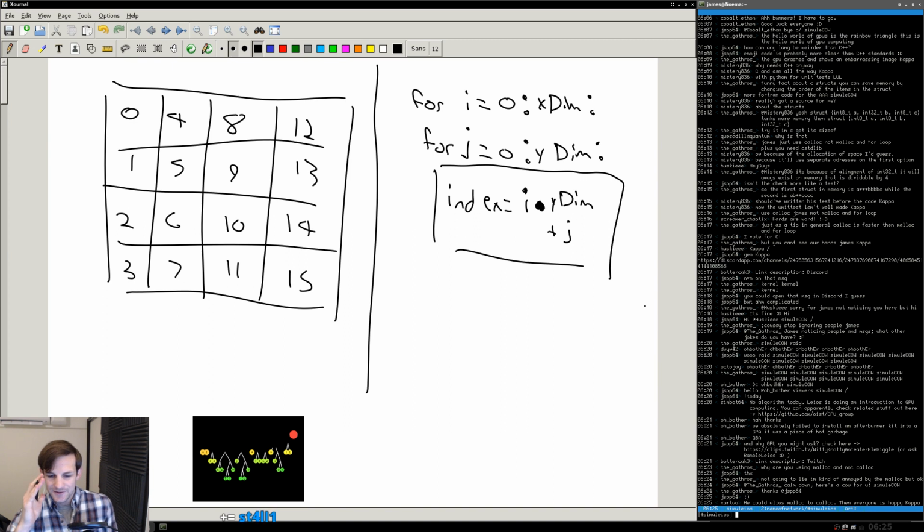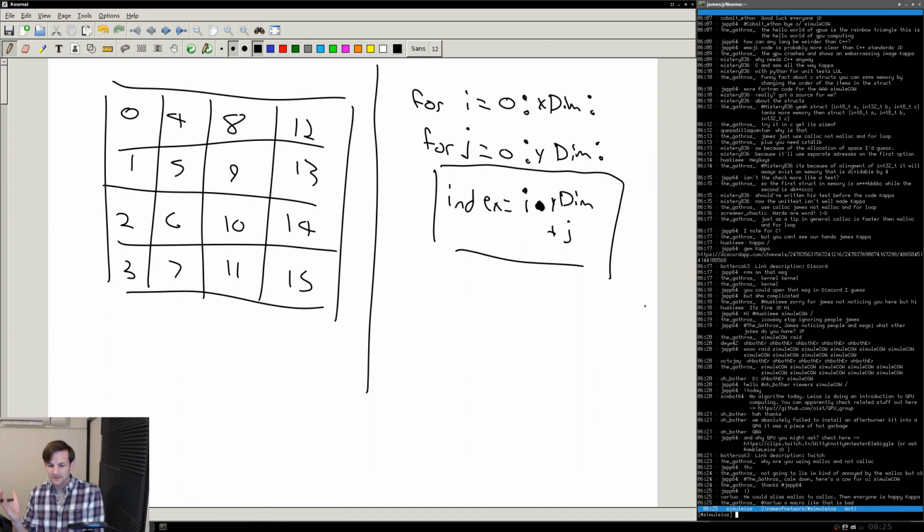Dude, Gathros, come on! Just chill. It's fine. I need to use malloc because CUDA uses malloc. That's the point. It's an analog. It's not that big of a deal.